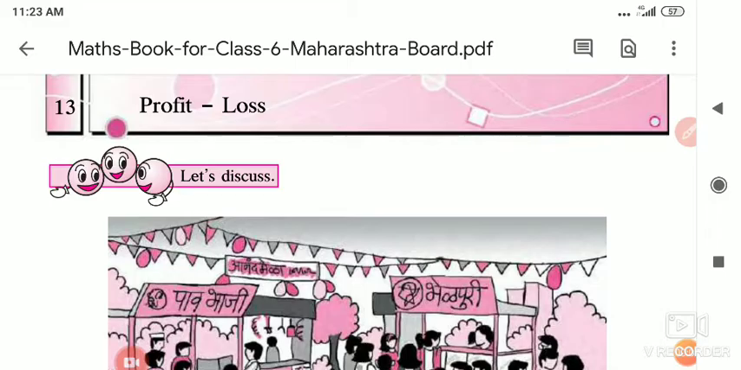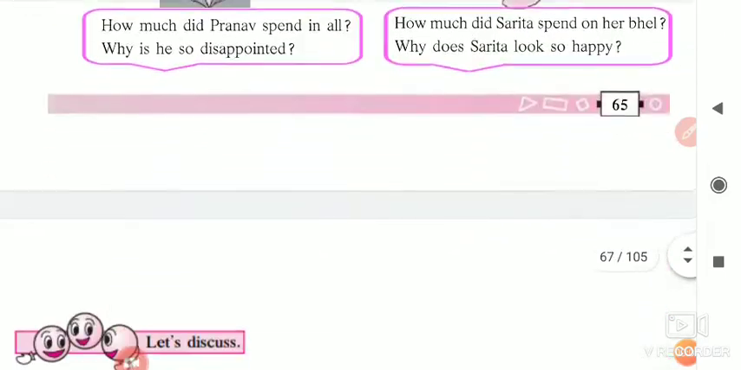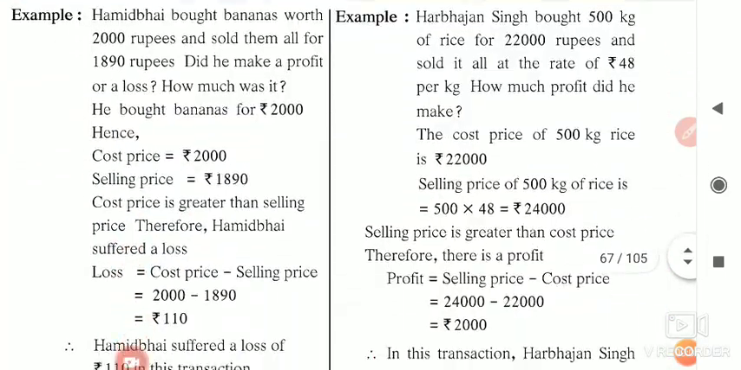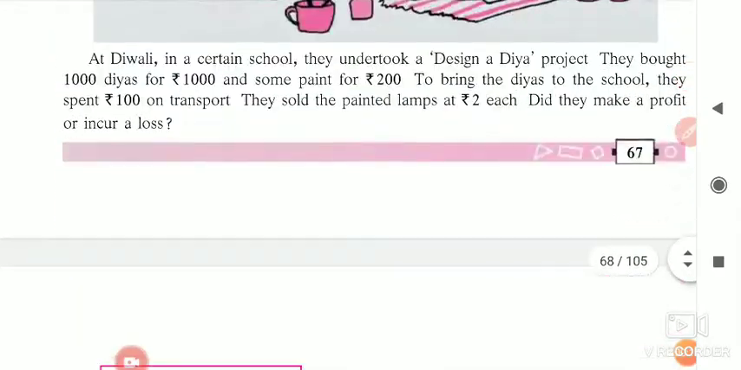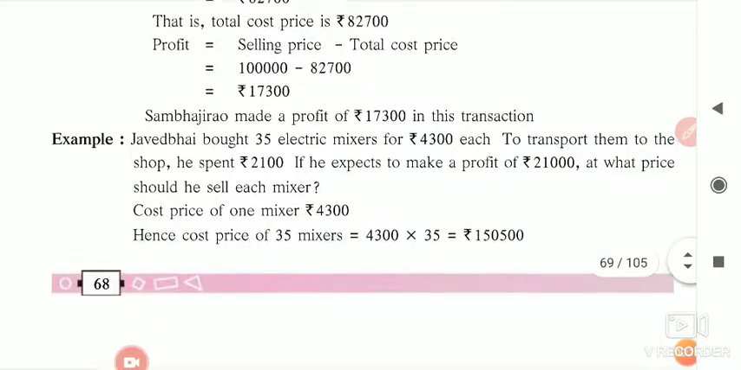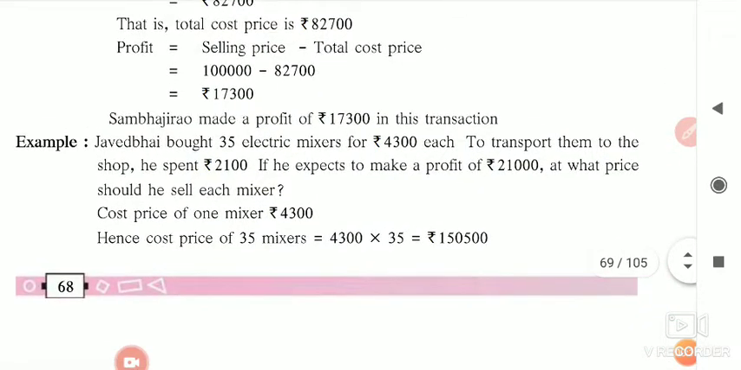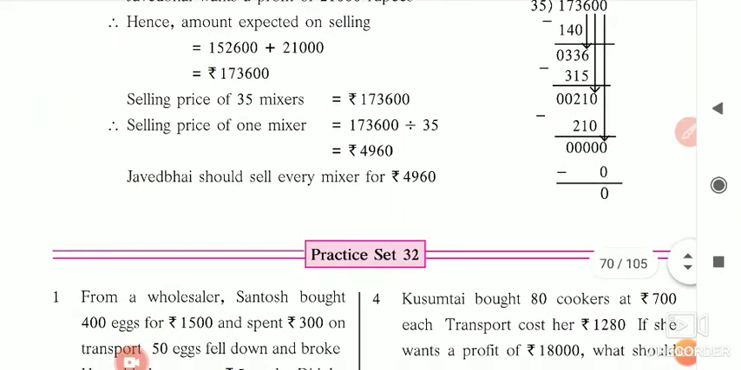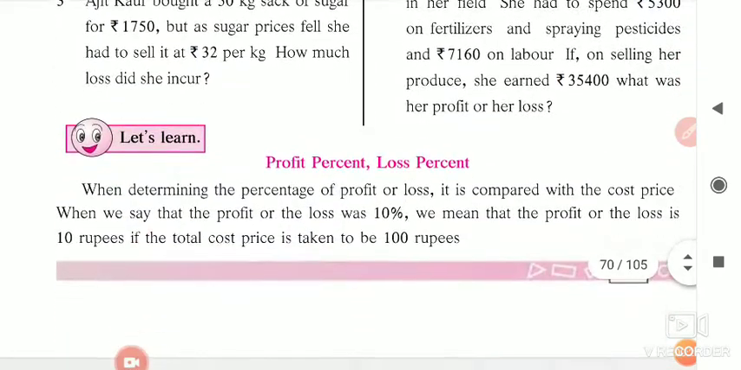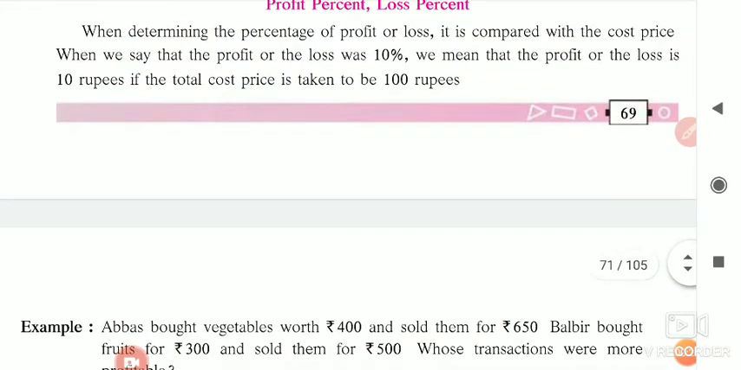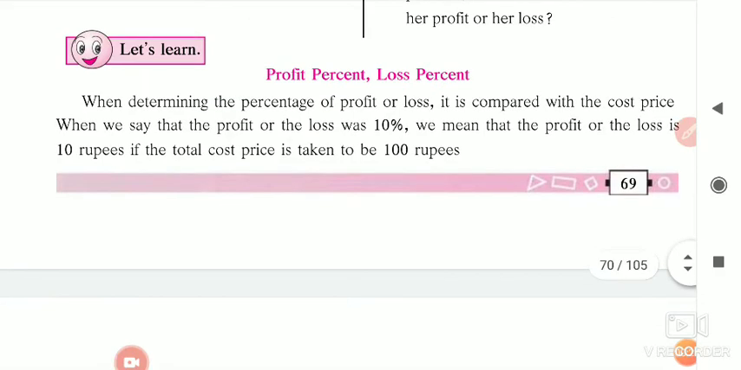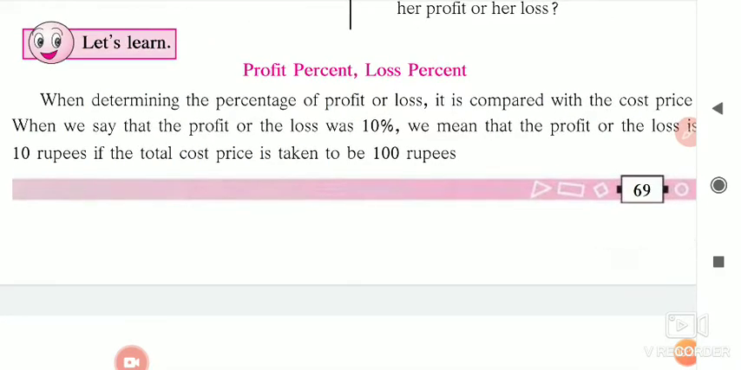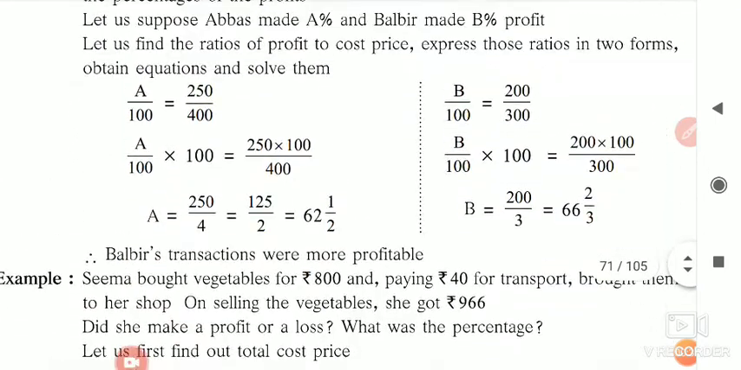Under this lesson we saw the profit and loss activity: how to find the profit, how to find the loss, how to find the total profit, total cost price, and total selling price. Afterwards we solved examples and some exercises. Profit percent and loss percent I also taught you, both methods given in our textbook.